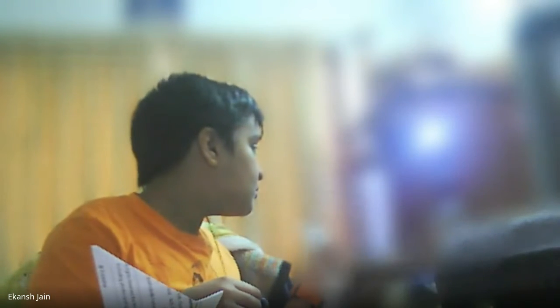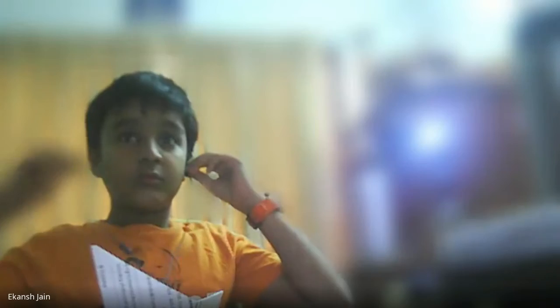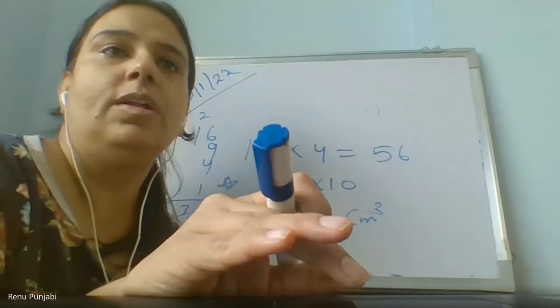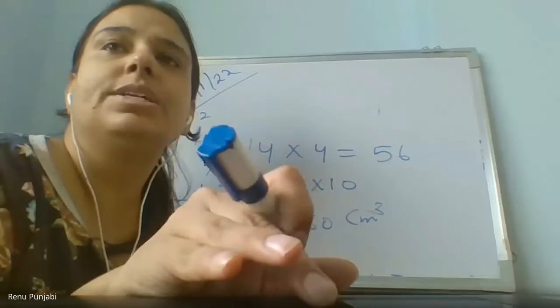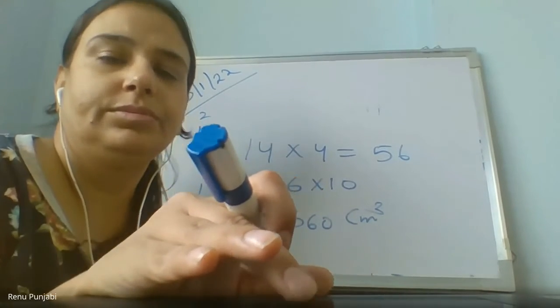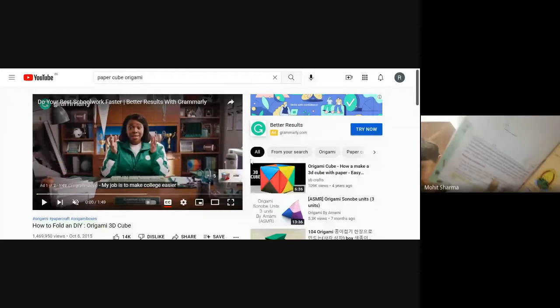Adika, I made this. Ma'am, a straight cube. Mute your mic, someone's mic is on. Ekansh. Wait a minute, I am going to show you the video. Ma'am, I made a cube. Ma'am, it is proper.